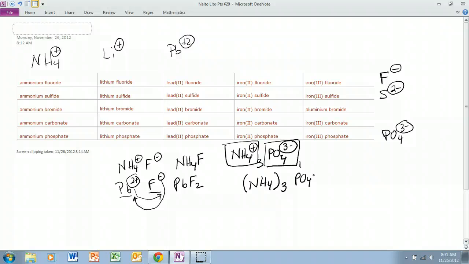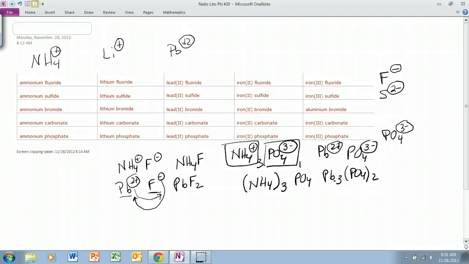Let's do lead 2 phosphate. Lead 2 is Pb2+, and phosphate is PO4 3-. The least common multiple for these two is going to be 6. So I need 3 of my leads and 2 of my phosphates. So it would be Pb3, and I don't need parentheses, then (PO4)2, where I do need parentheses. Pb has one symbol, so it does not have parentheses. PO4 has 2 different symbols, phosphorus and oxygen, and so I need parentheses there.